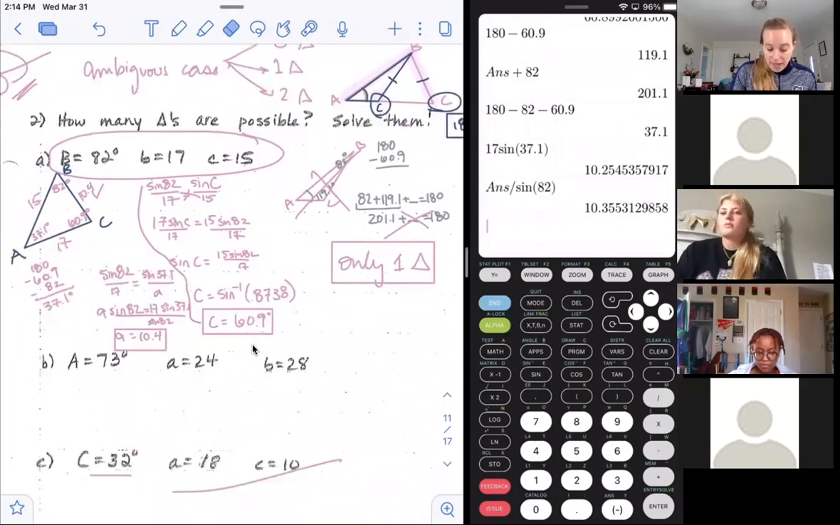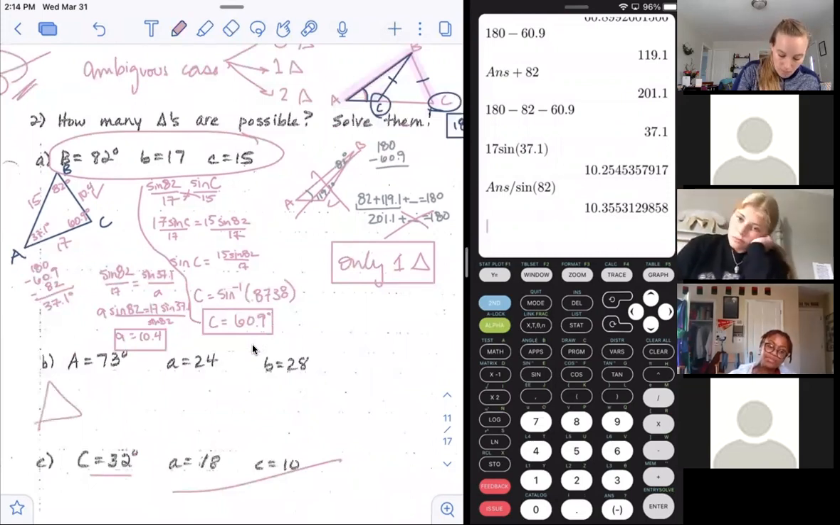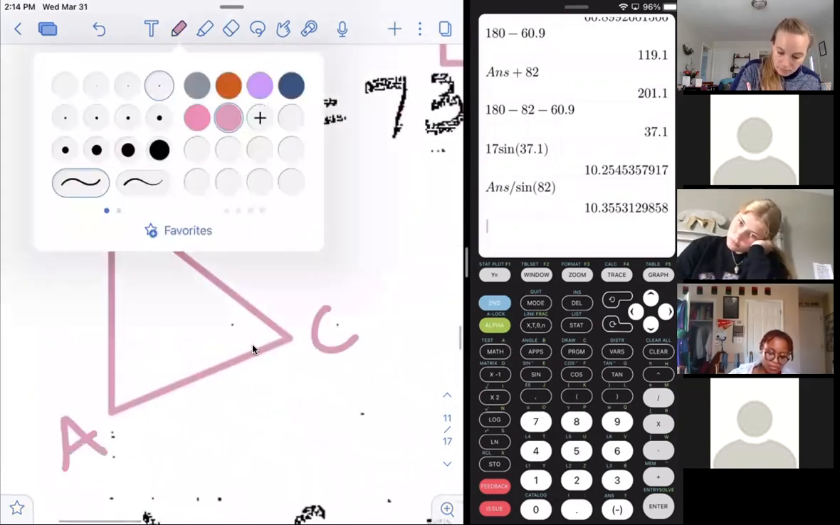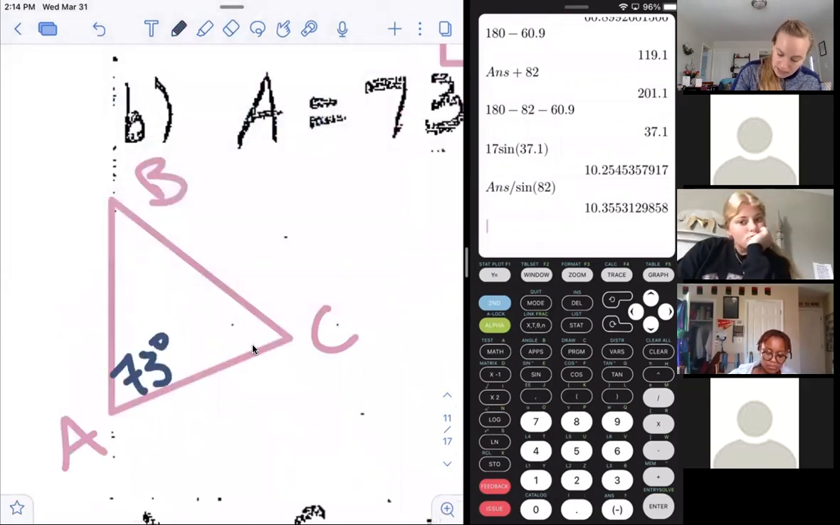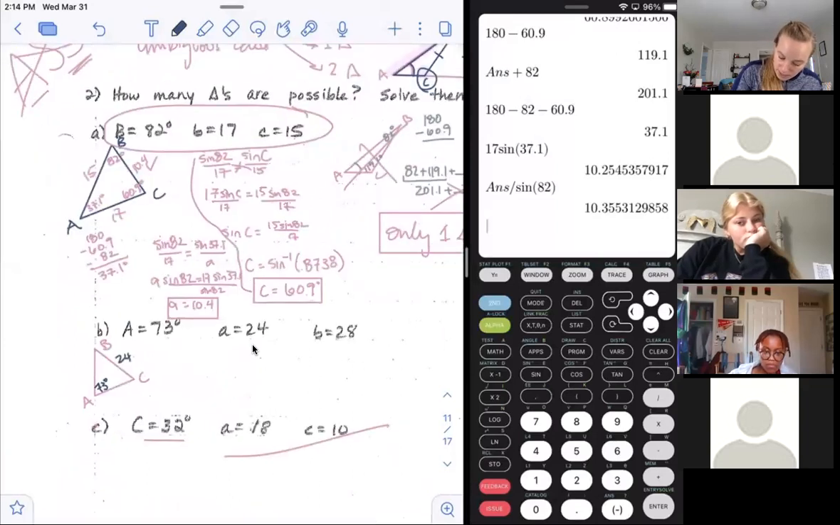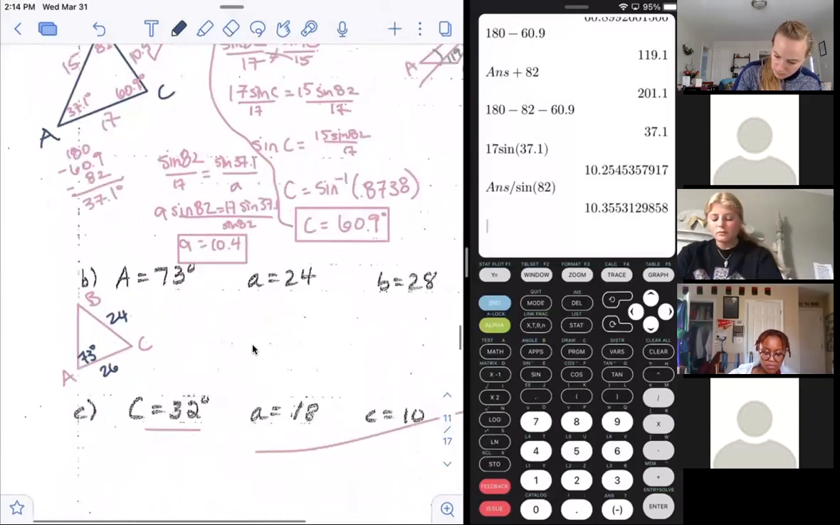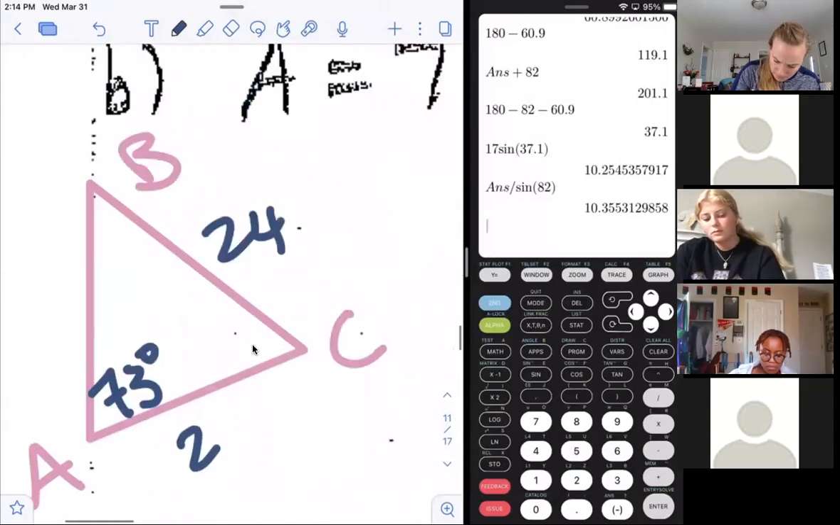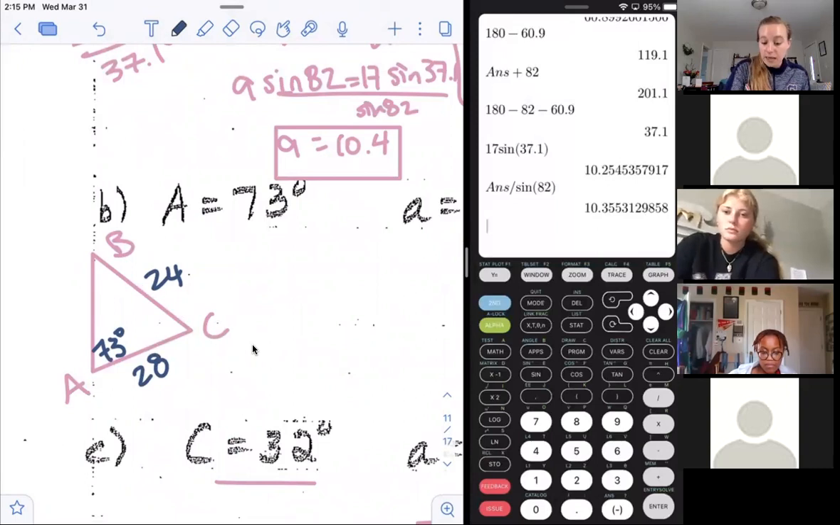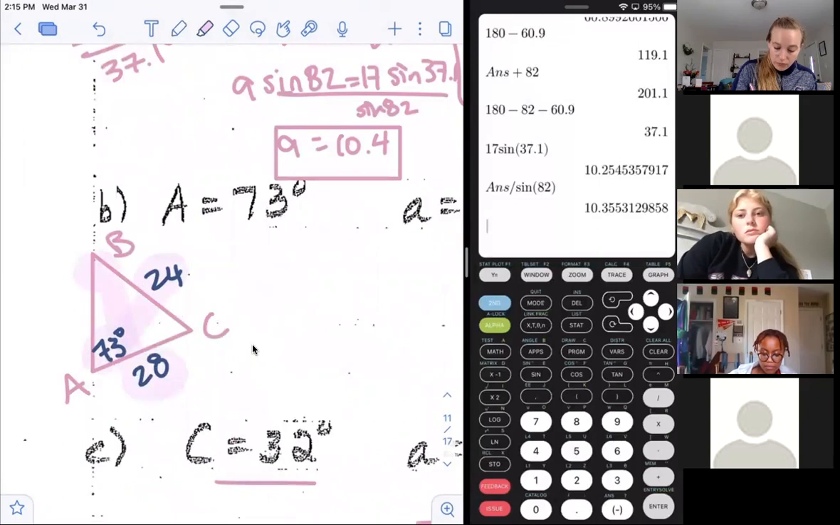The next one, A is 73, little a is 24, little b is 28. So let's draw this triangle out. A, B, C. Big A is 73, little a is 24, little b is 28. Yeah, I said it right. All right, again, we're in the ambiguous case, but our first step is the same as if we had two angles and one side. It's just law of sines. Sine of 73 over 24 equals sine of b over 28.